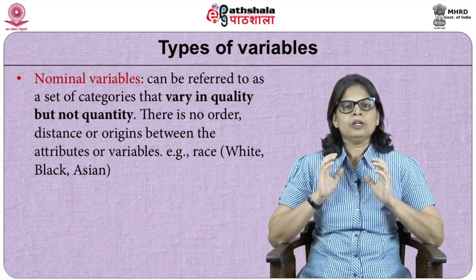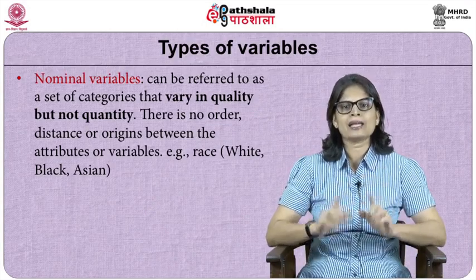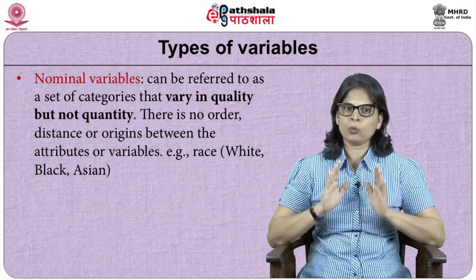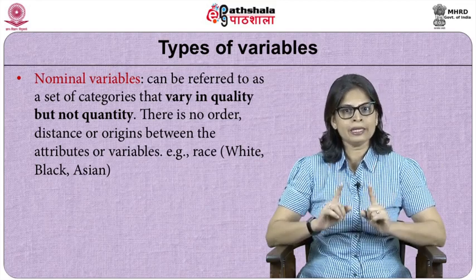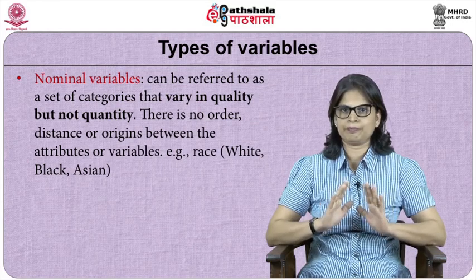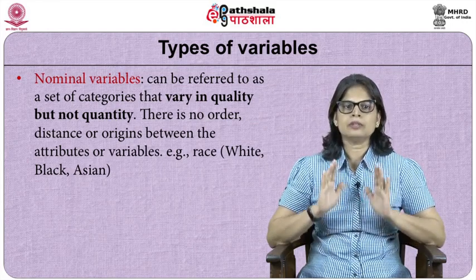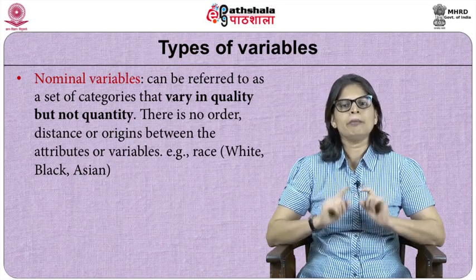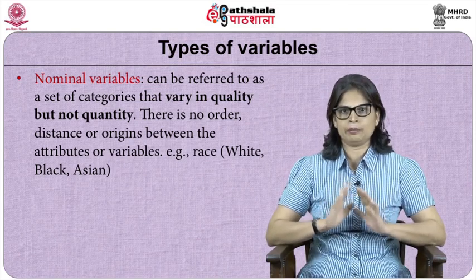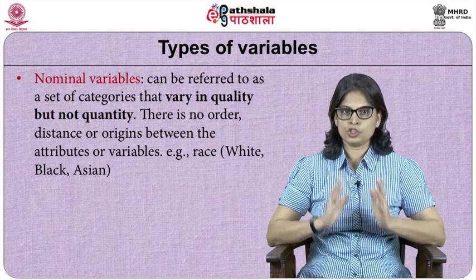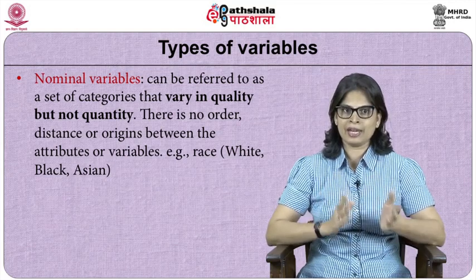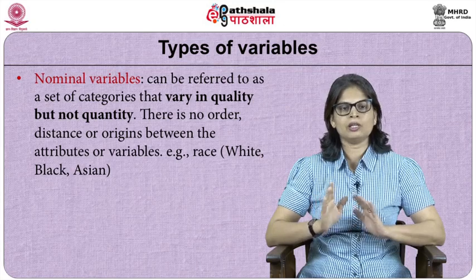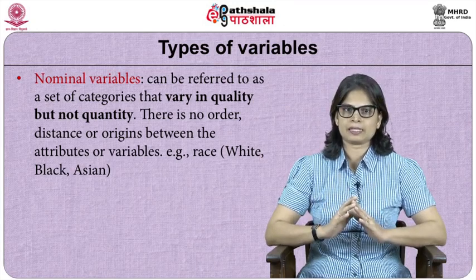Now, let us see what are the usual types of variables which occur in our data. Let us start with the nominal variables. Nominal variables can be referred to as a set of categories that vary only in quality but not quantity. There is no order, distance or origin between such attributes or variables. For example, gender, male, female, race, white, black, Asian are examples of nominal variables.